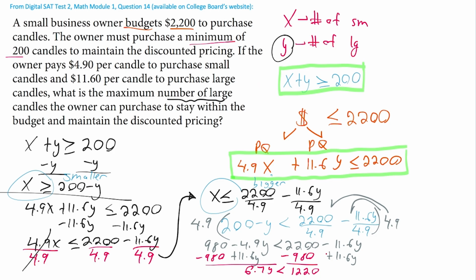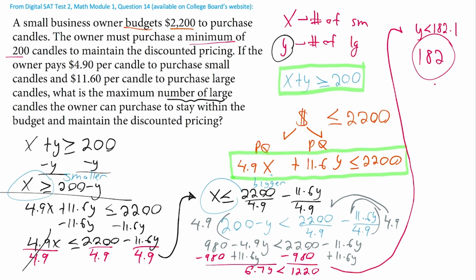we get all the way up here, y is less than 182.1. So if y is less than 182.1 and we want to know the maximum number it can be that's still less than 182.1, it's going to be 182, and that's our answer for that question.